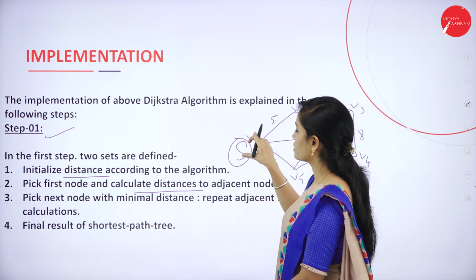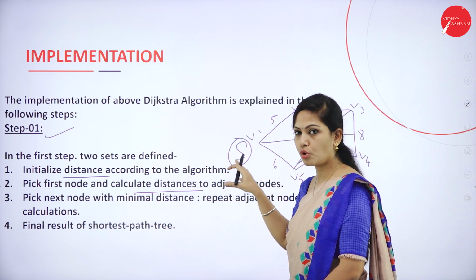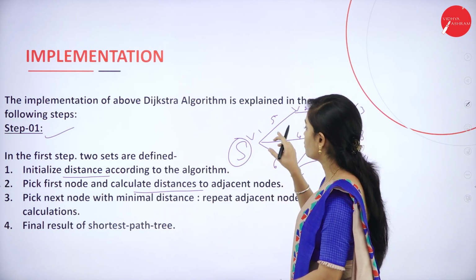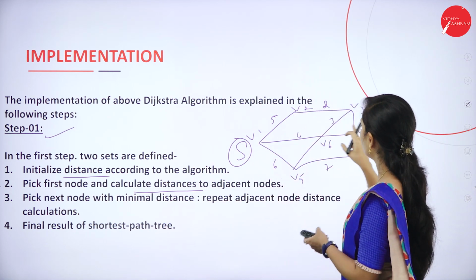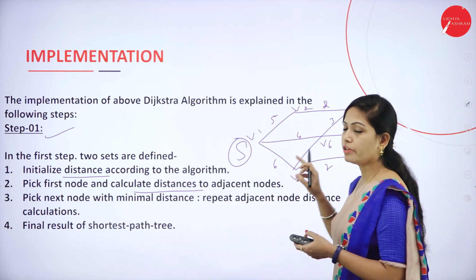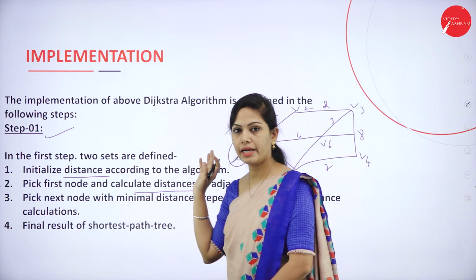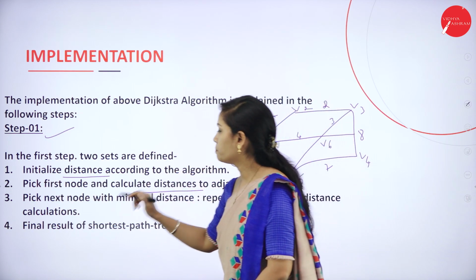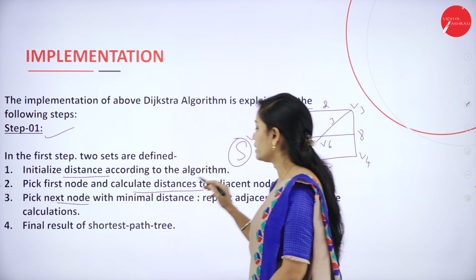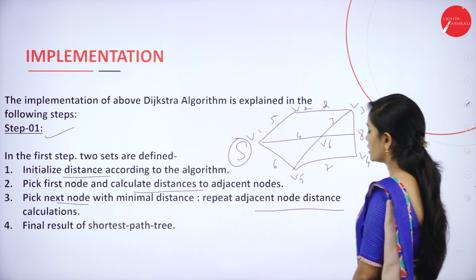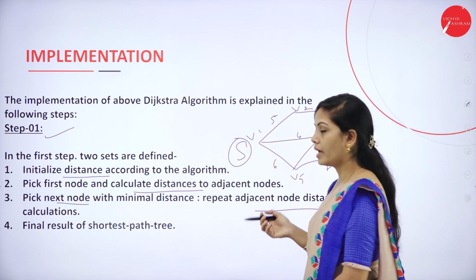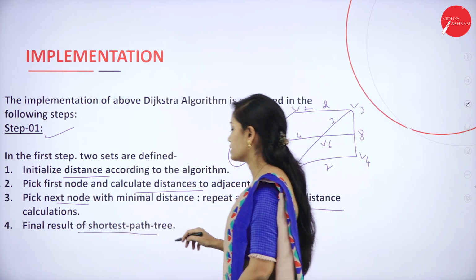So first I have picked this V1. V1 is my source node and I can travel from V1 to V2, V1 to V3, V1 to V5, etc. So here after finding the source node and destination, we can pick the next node with minimal distance, repeat adjacent node distance calculations and get the final result of the shortest path tree.